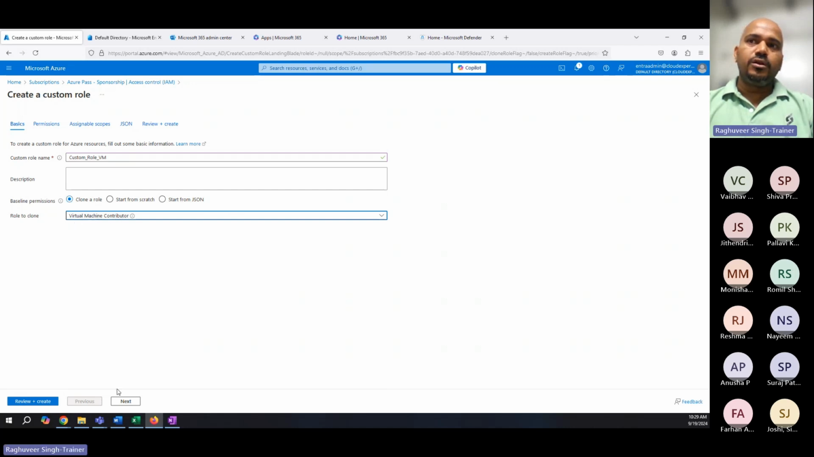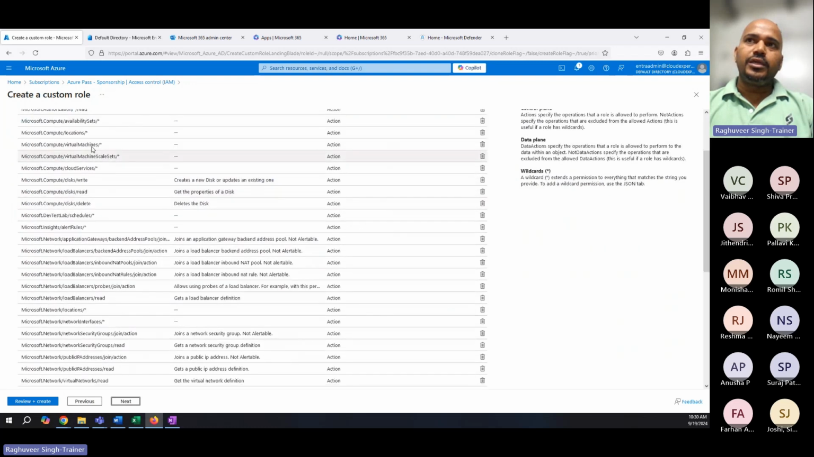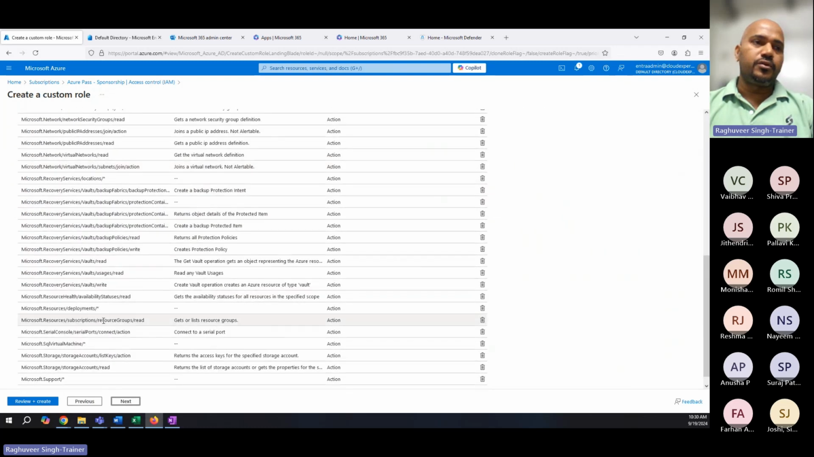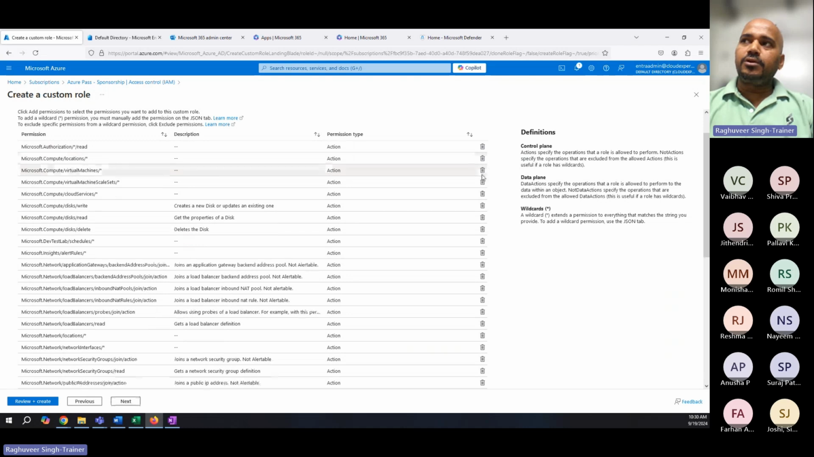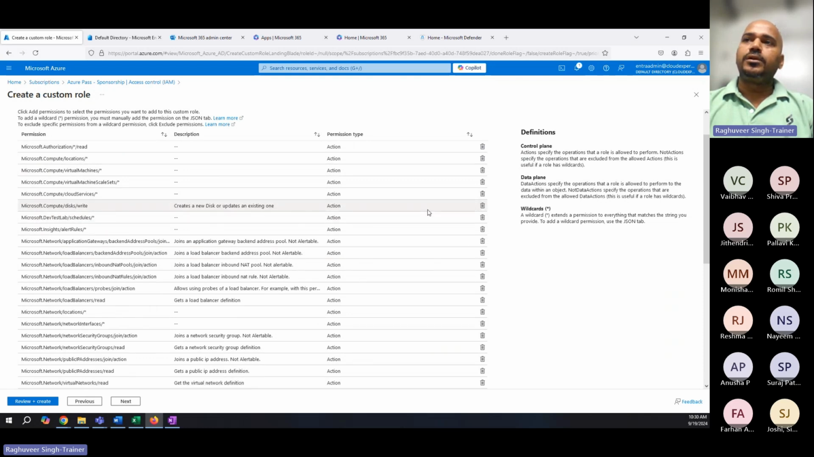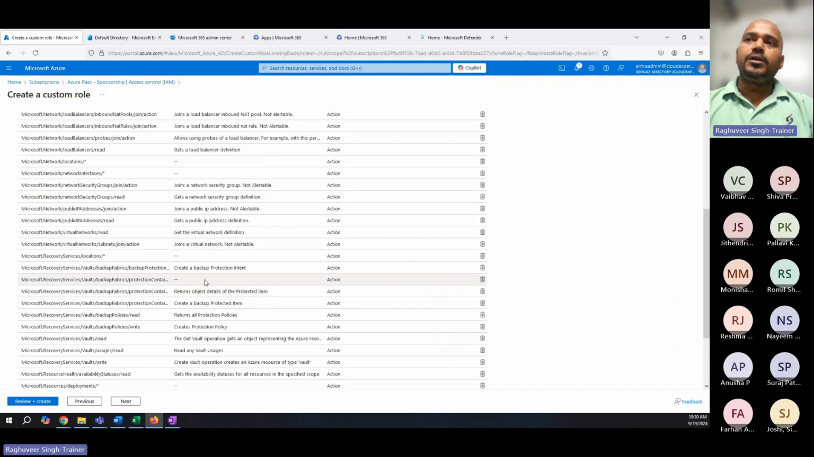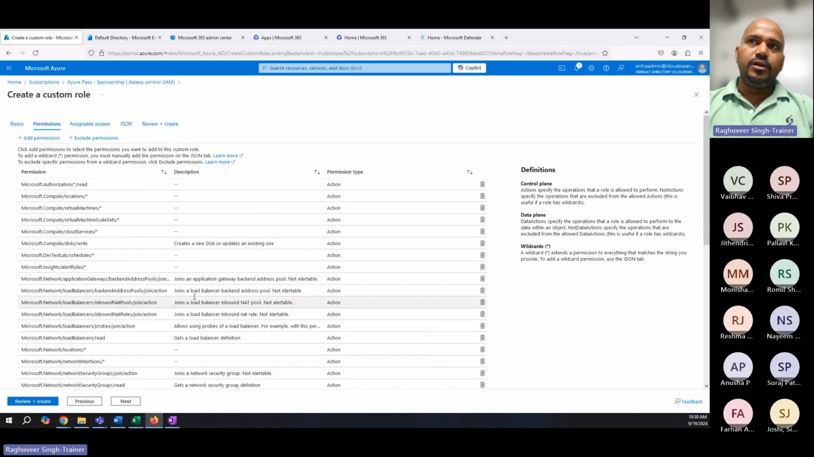So I will pick this role, click next, and it will show me all the properties of this role, all the actions that a virtual machine contributor can take. Whichever capability I don't want to grant, you see this recycle bin, just click on it to delete it. You don't want delete capability, just delete this capability. Whatever you want to see here, these are all the actions which are available to a virtual machine contributor. So you can just delete it like this.